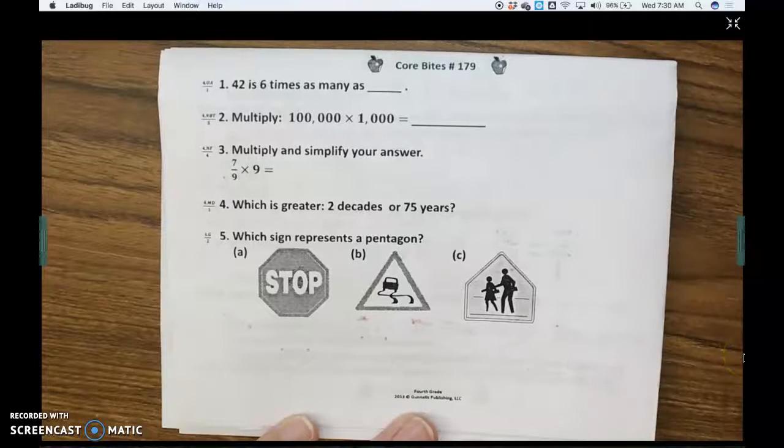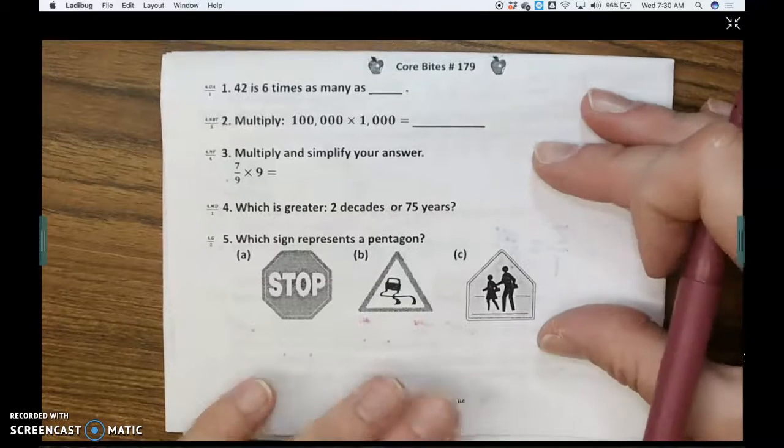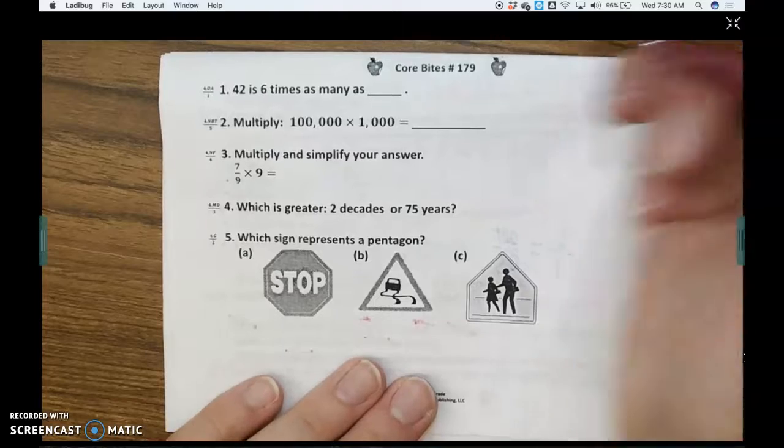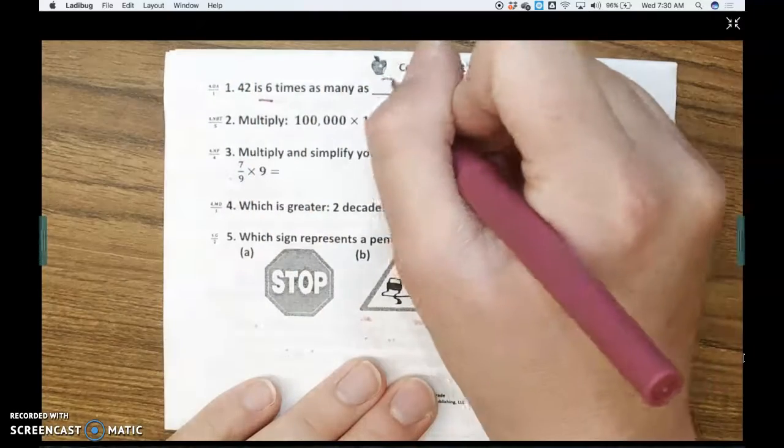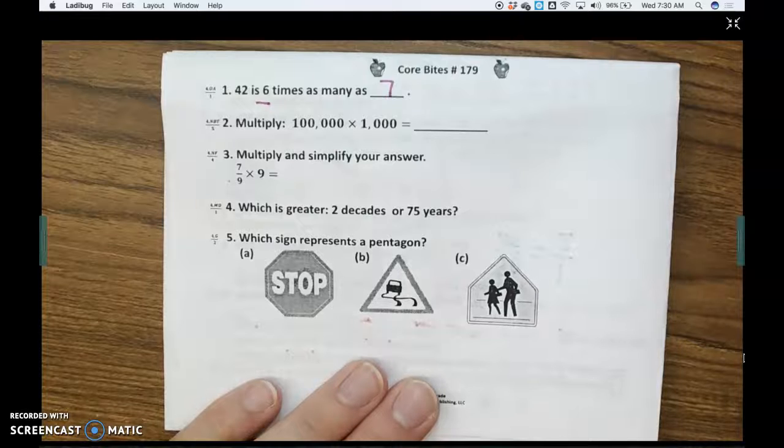All right, everybody, here's your core bites number 179. So the first one says 42 is 6 times as many as what? So if you think about your multiplication tables, 6 times 7 gives you 42. Or you could say 7 times 6.